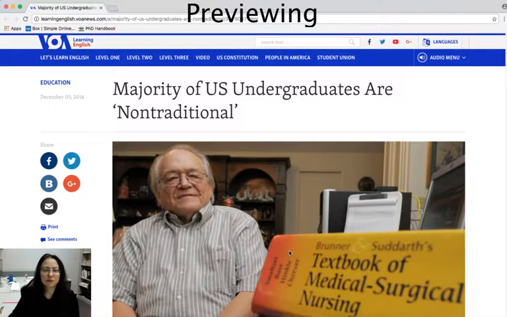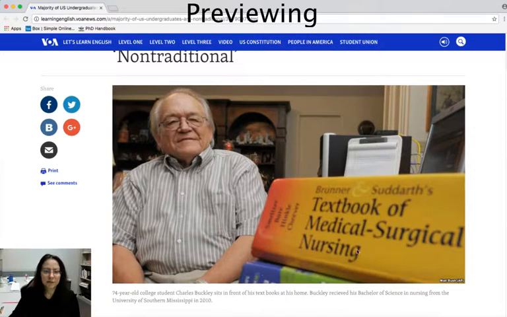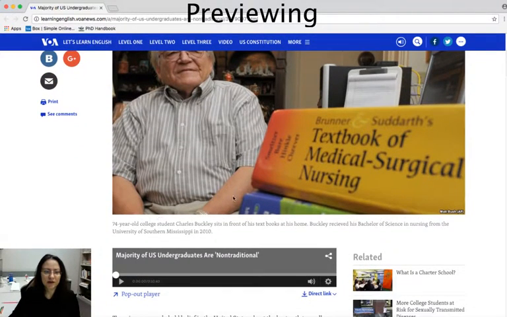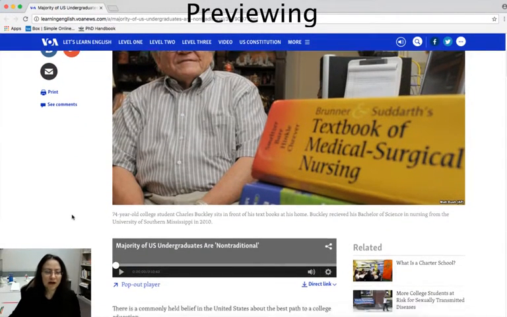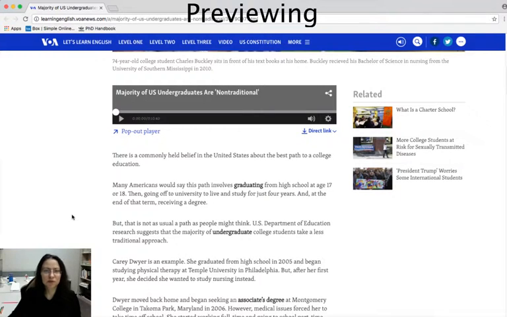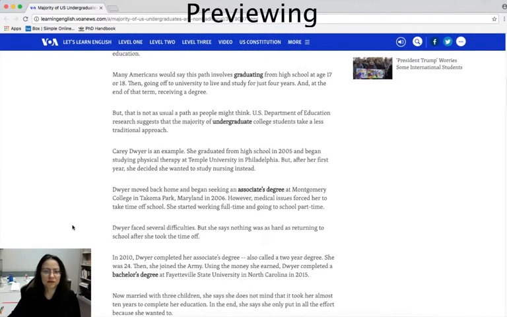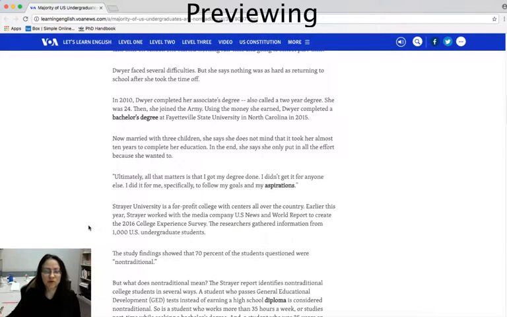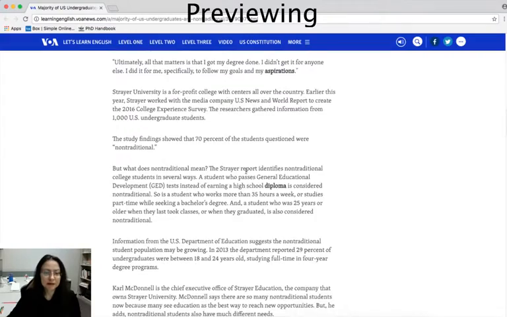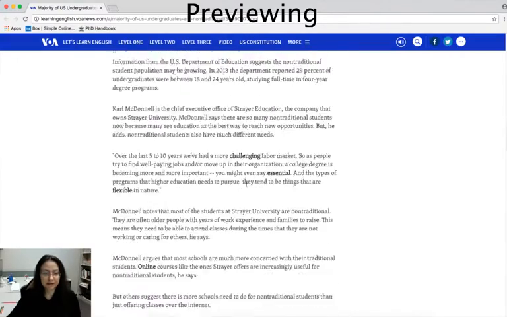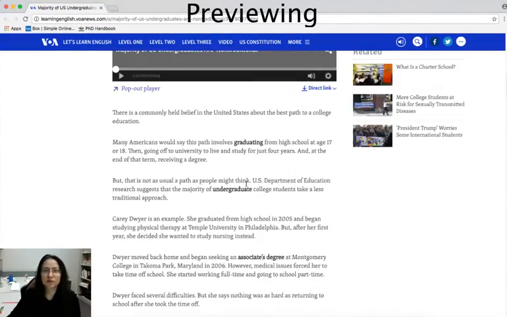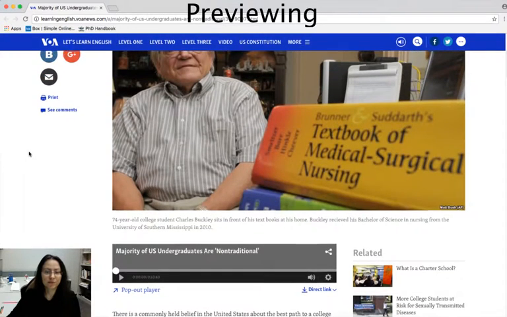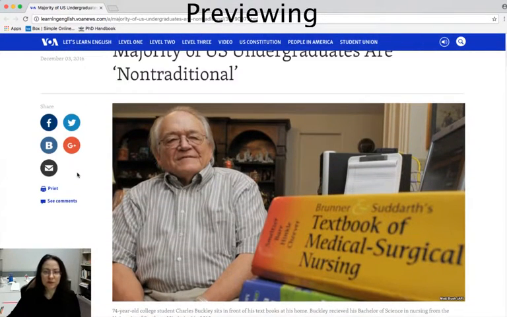So previewing means looking at the title, looking at pictures and captions. If you have tables or graphs or anything like that, look at those as well. If you have headings, that's a good way to see the structure of the content. In this article, we don't have headings, but in most longer ones, you would probably have that as well. So let's see, what do we get from here?